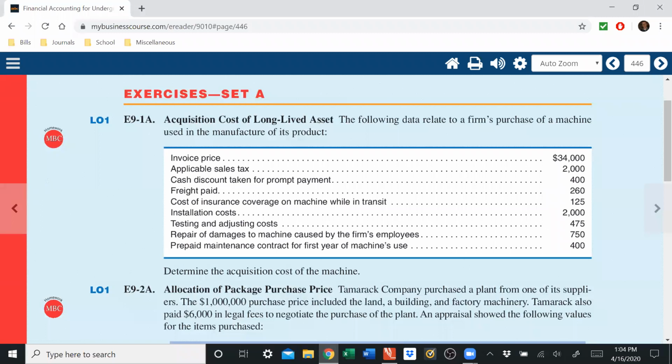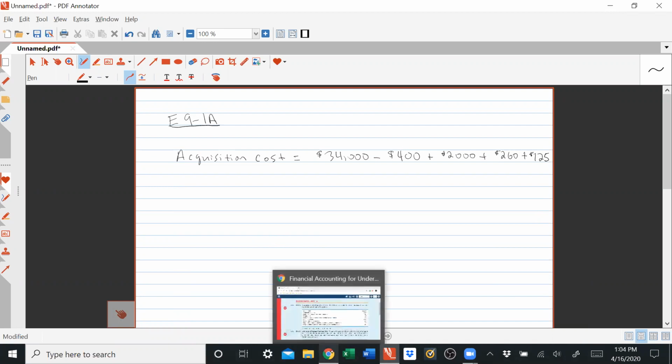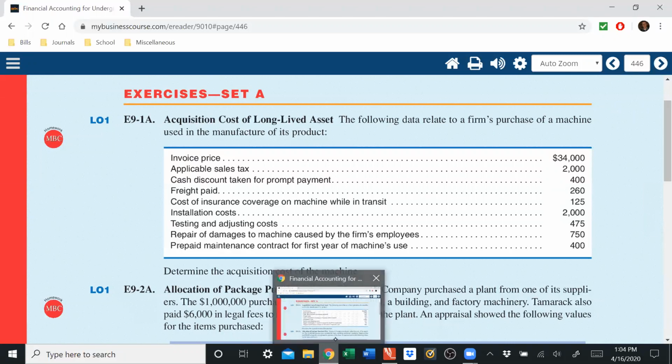Plus the shipping, $260. Plus the insurance while the machine was being shipped to us, $125 in case something happened to it. We must own the machine while it's in transit, otherwise we wouldn't have paid the shipping cost. And if we own it while it's in transit, if anything happens to it while it's in transit, we're responsible. So we insured the machine while it was in transit for $125.